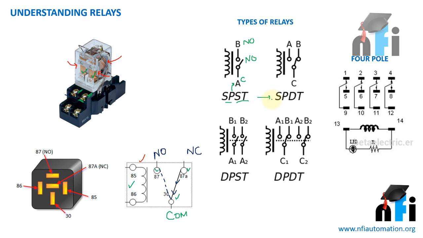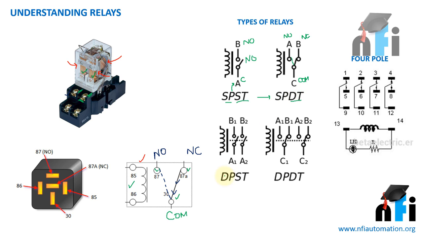Let's come to this one. It says single pole, so it has only one common. It is also already C. And double throw means it is connected to B and it can be connected to A as well when this is on. So when this relay is energized, this will be connected to A. So it has one NC and it has one NO. This is called single pole double throw.